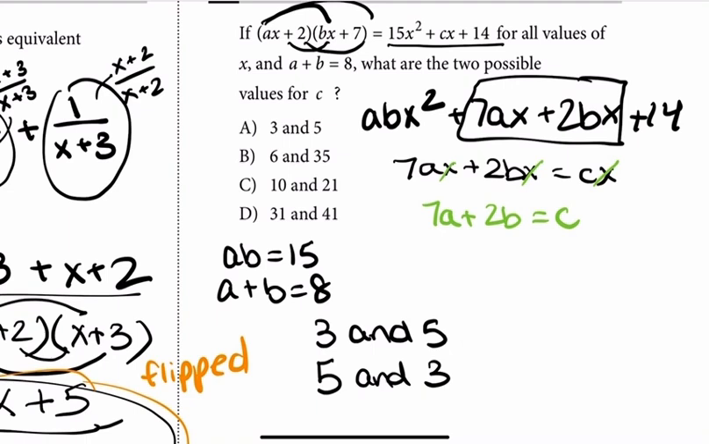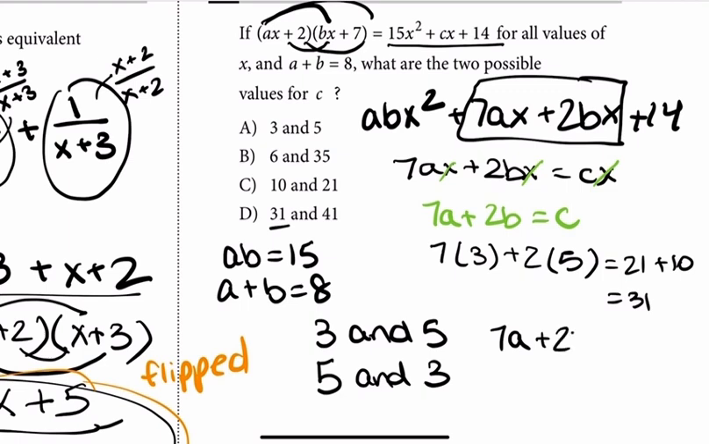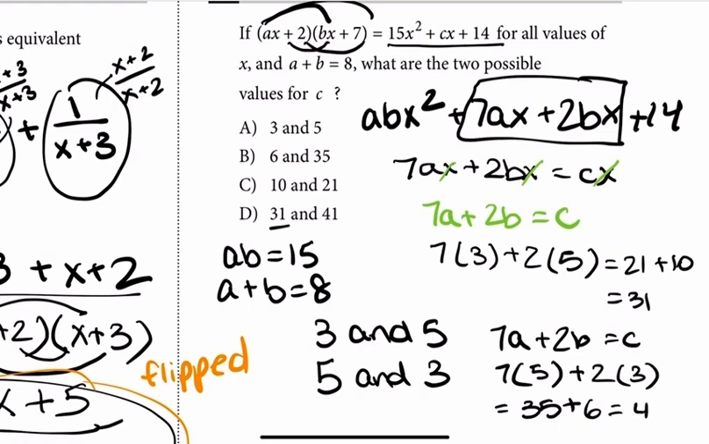So if A is 3, I'm going to do 7 times 3 plus 2 times 5, that's 21 plus 10, so that's 31. Off the bat, I'm looking at D as my right answer choice, and then I'm going to retry 7a plus 2b equals c, but this time I'm going to put in 5 for A and 3 for B, which gives me 35 plus 6, which is 41. So D is the right answer, and I see that because both of those numbers are in there.